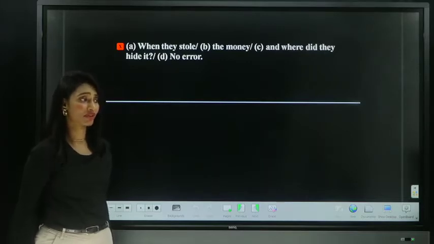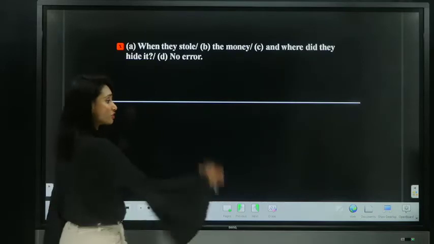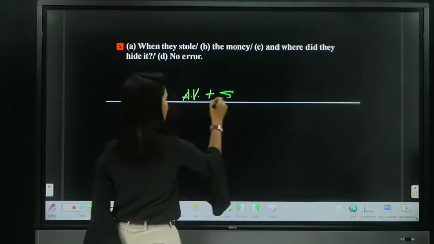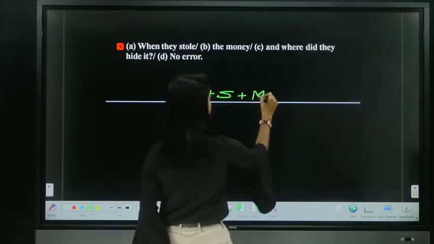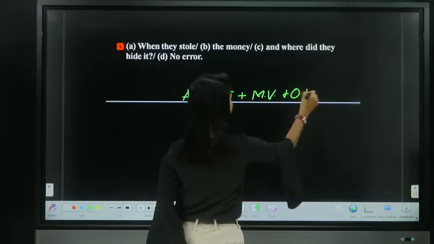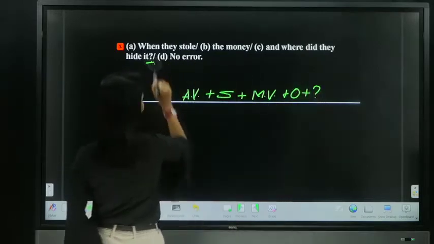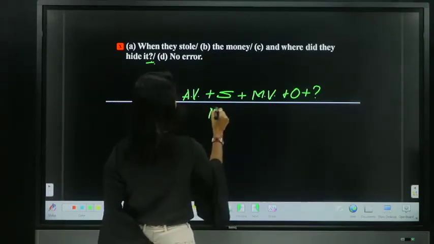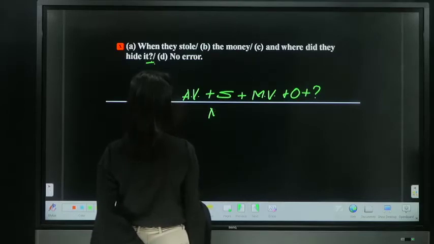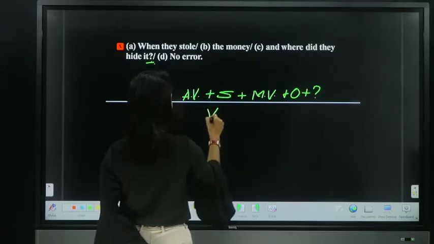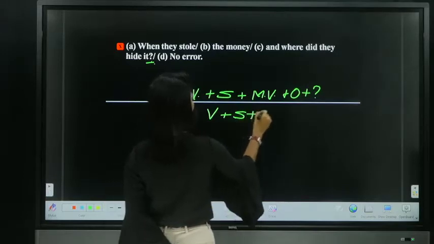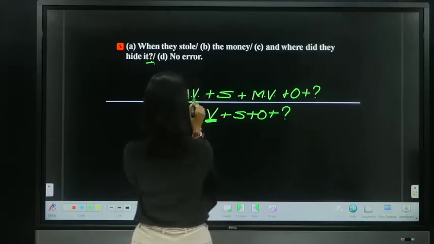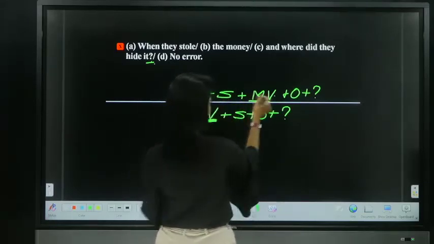What is the structure of a question? A question should have the structure of auxiliary verb plus subject plus main verb plus object plus question mark. Because here we have a question, we should consider it as a question. Now, if there is no auxiliary verb, then only the main verb will be there, so the structure will be verb plus subject plus object plus question mark. If there are two verbs, both auxiliary verb and main verb, then that would be the structure.